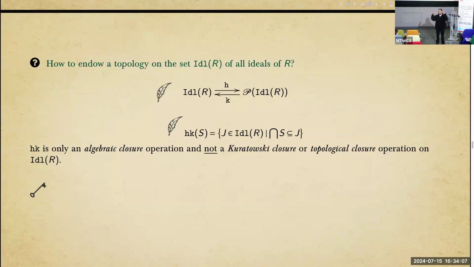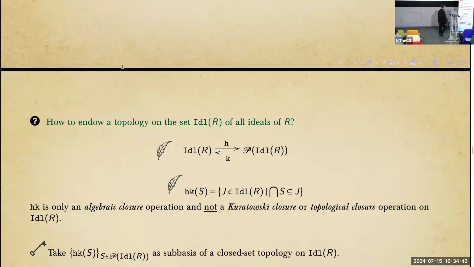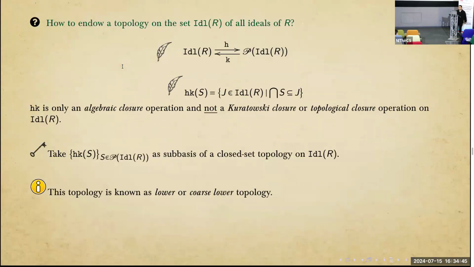So it's a very standard procedure, and you do not need any conditions on your class of subsets because you can always check finite union, arbitrary intersections, and you can generate your topology. So nothing special about that. So when you wanted to endow this topology on any class of ideals, we actually take the same thing, because HK is a Galois connection which is only an algebraic closure but does not satisfy this Kuratowski property, and that is why it fails to give me a topology. And this is called subbase topology, and it is already a very well studied object in general, and it's called lower topology or coarse lower topology.